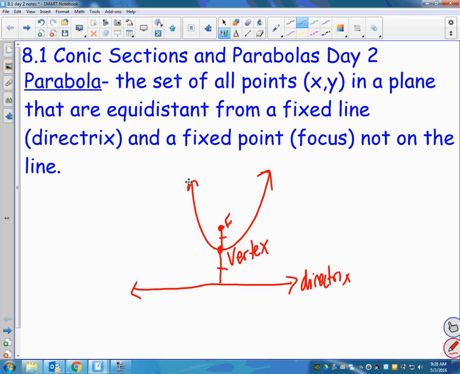So I did one that opens up. We could also do one that opens side to side. If it opens side to side, your directrix is going to be a vertical line. So this is now going to be my directrix, and my focus is now going to be inside the parabola as well. If you understand that the directrix is behind it and the focus is inside of it, it's easy to graph these without feeling like you have to memorize a million things. Okay?